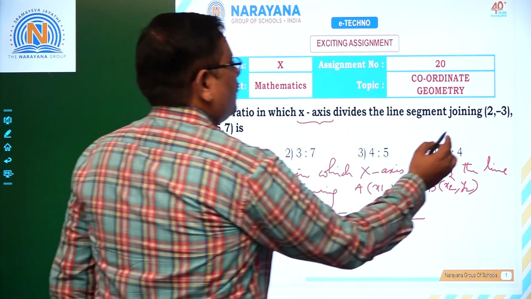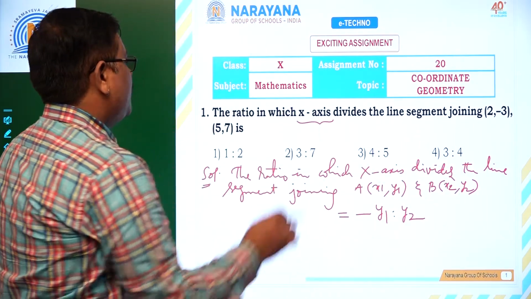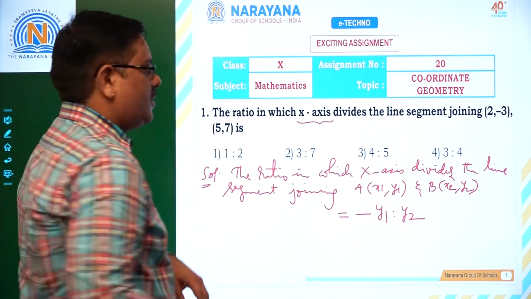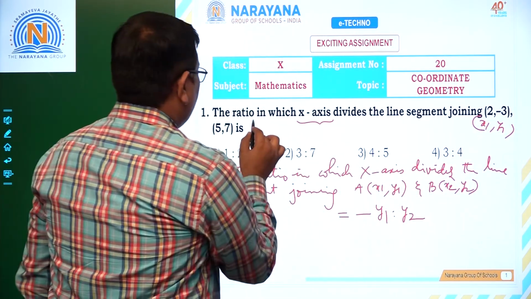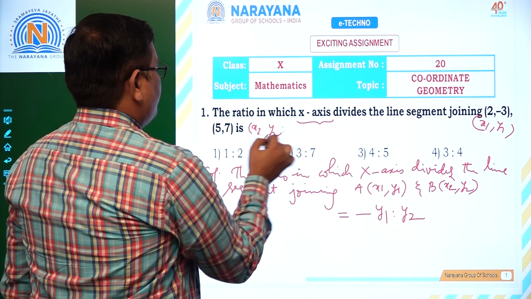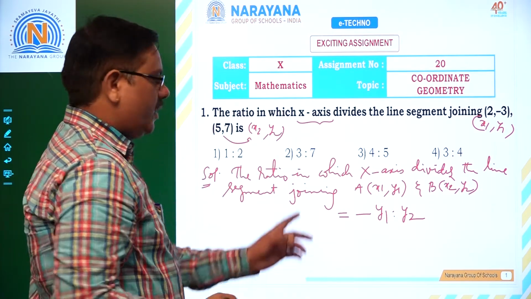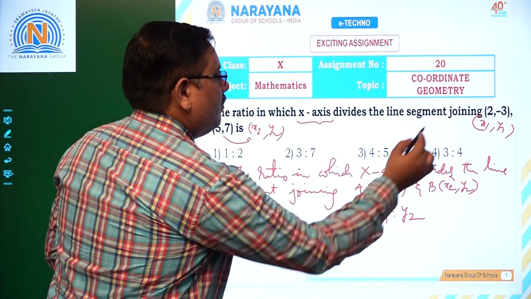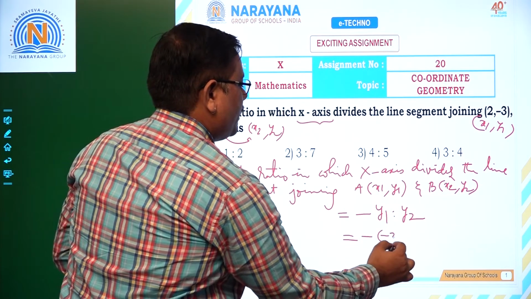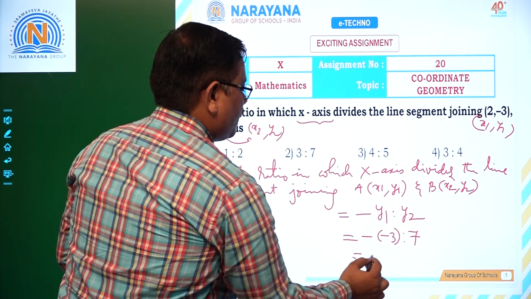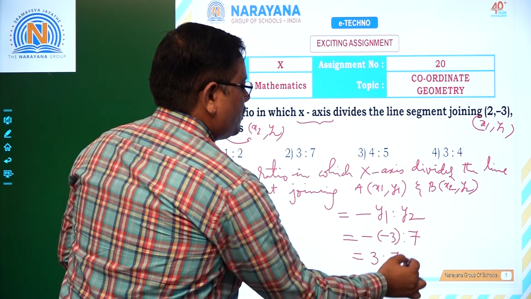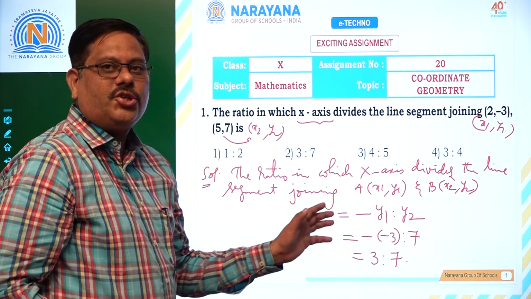So in the given question, (2, -3) and (5, 7) are the given points. So this point is nothing but (x1, y1) and this point is (x2, y2). So what is -y1 : y2? -y1 means minus of minus 3, is to y2 means 7. So the answer for this question is how much? 3 is to 7, 3:7 ratio.